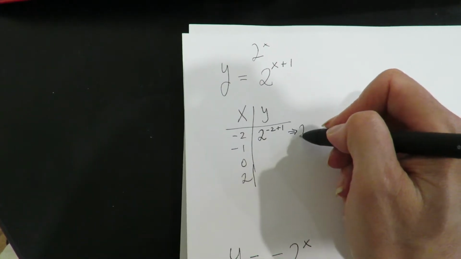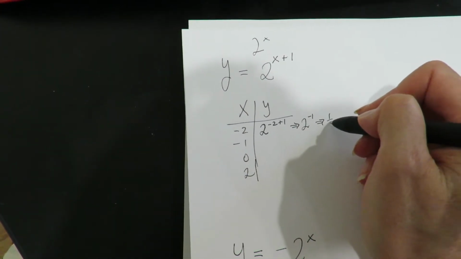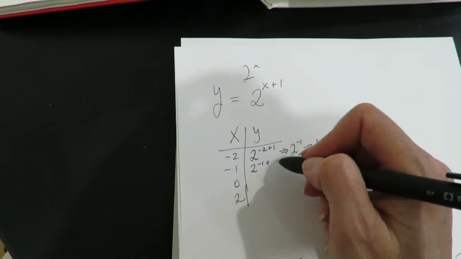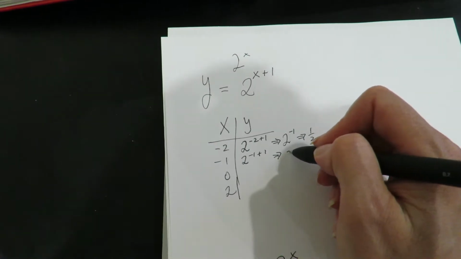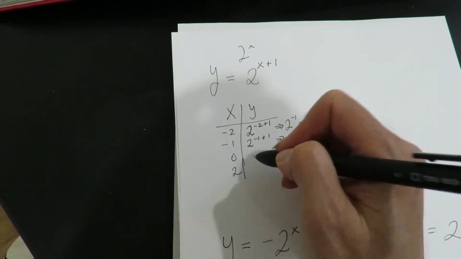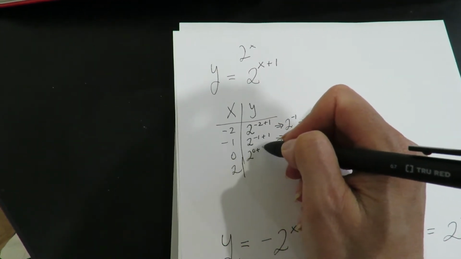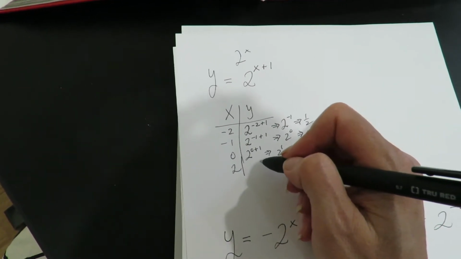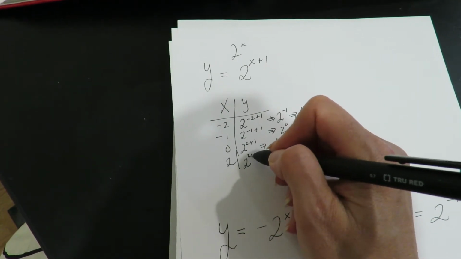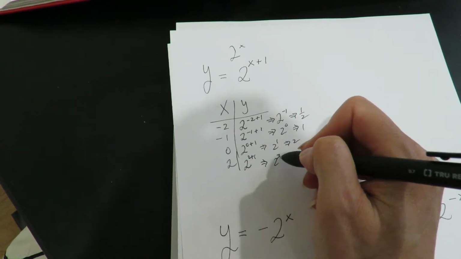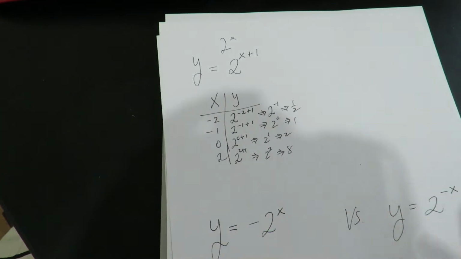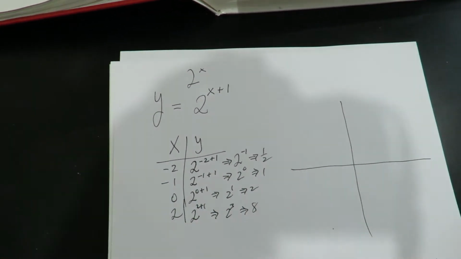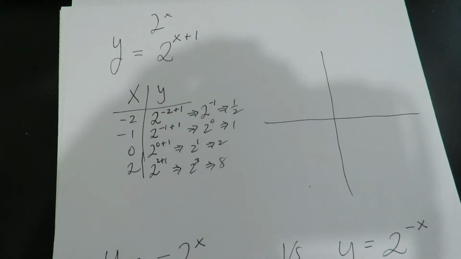Okay, if we put in a -2, that's 2 to the -1, which is a half. This one's 2 to the 0, which is 1. 2 to the 1, which is 2. 2 to the 3, which is 8. Because 2 times 2 times 2. All right, so I'll just keep repeating myself till it makes sense.